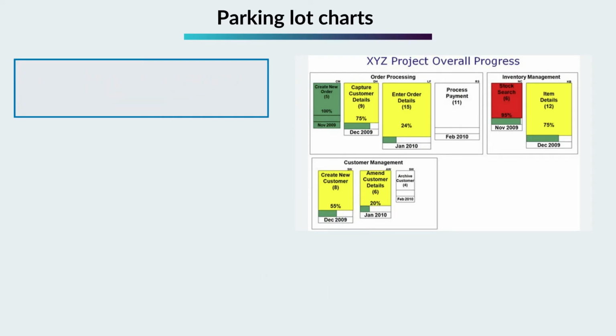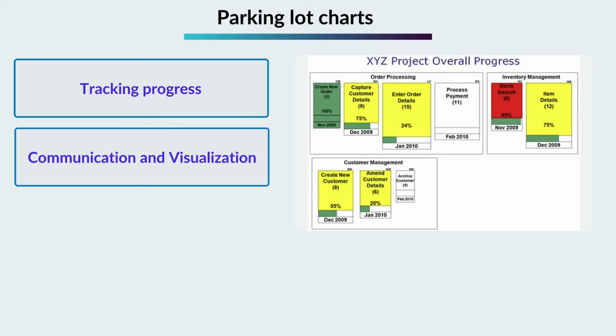Tracking progress. As the project progresses, the parking lot chart is updated to reflect the status of each feature. Communication and visualization. The parking lot charts provide a visual summary of feature development progress, highlighting the features which are on track, behind schedule, or completed successfully.